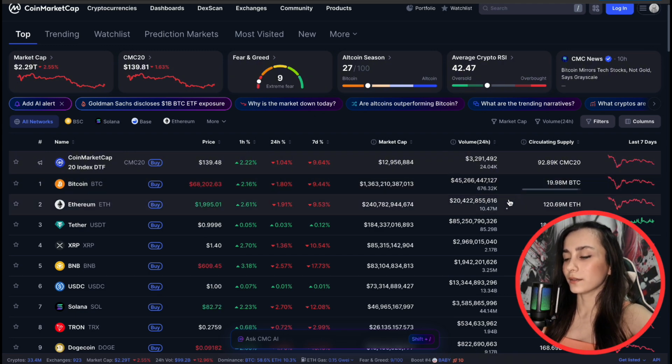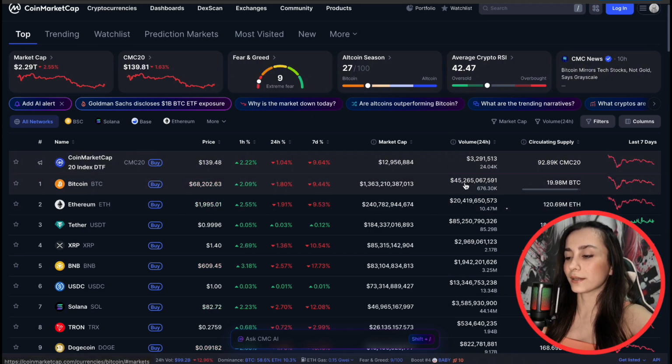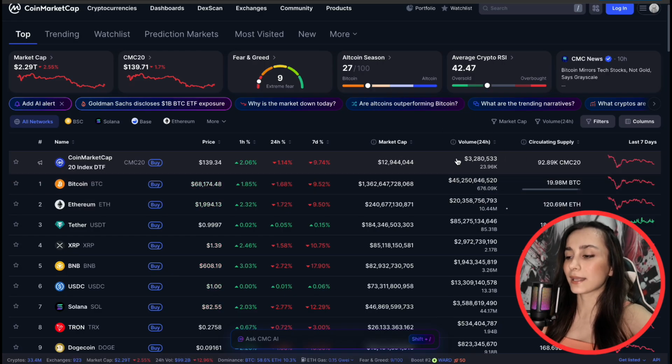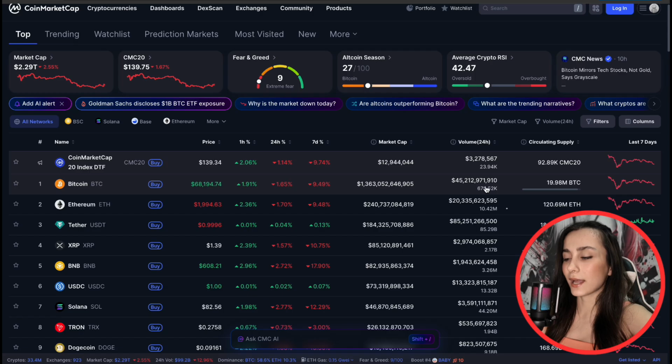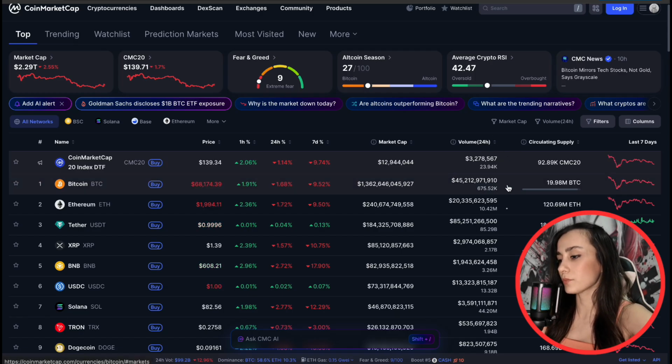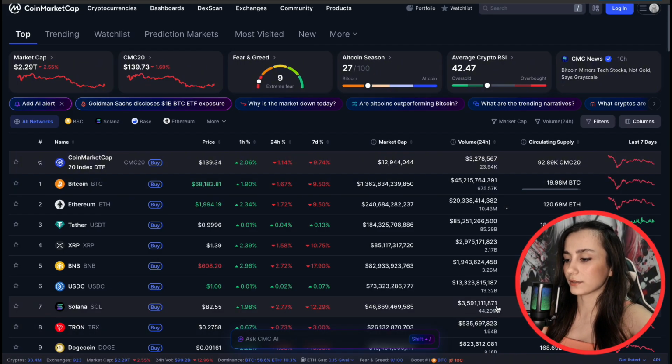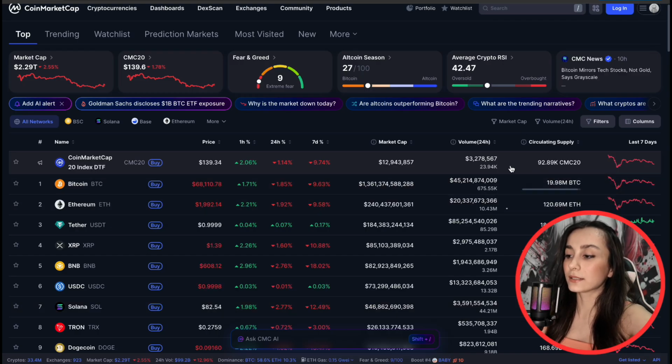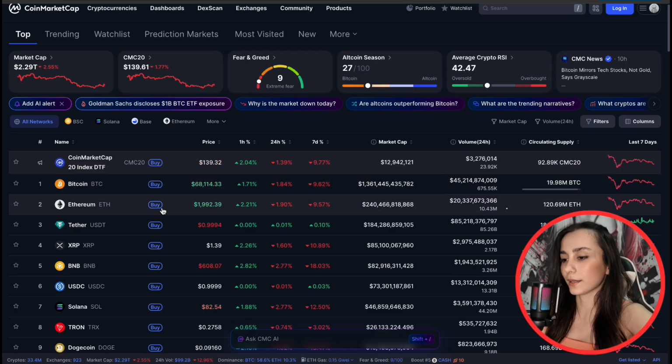The volume means the volume of buyers and sellers in the last 24 hours. You can see buy and sell volume, the buy and sell amount in 24 hours. It's pretty huge, it's 45 million, because it's Bitcoin. As you see, when the price drops, the volume drops as well. And circulating supply is what is in the market, what is in people's assets.